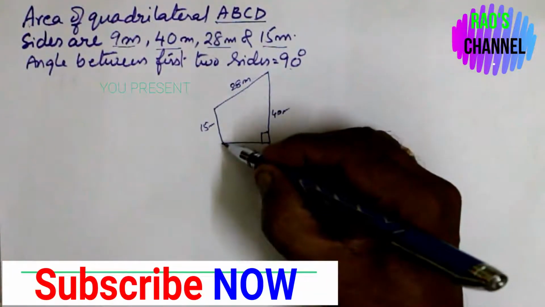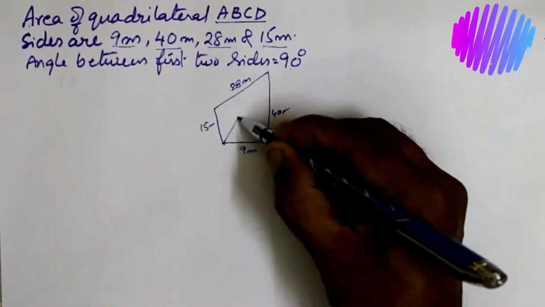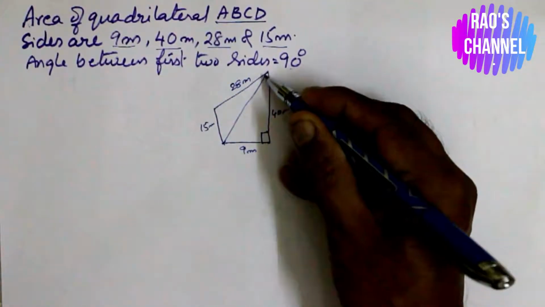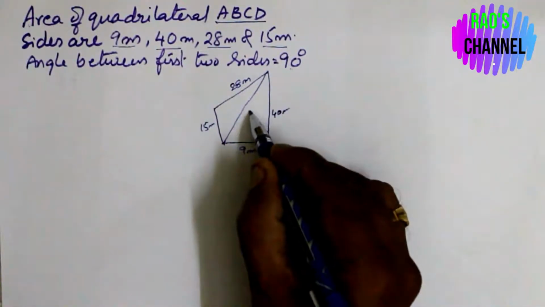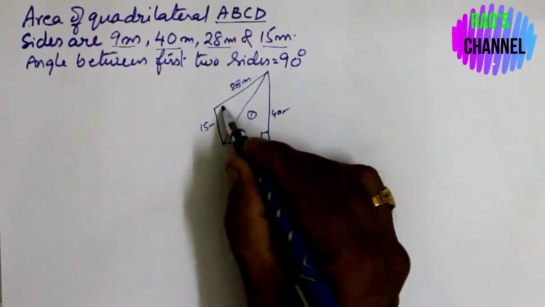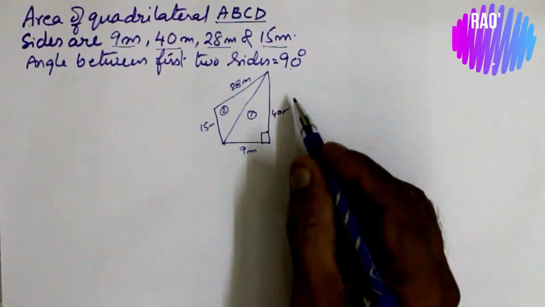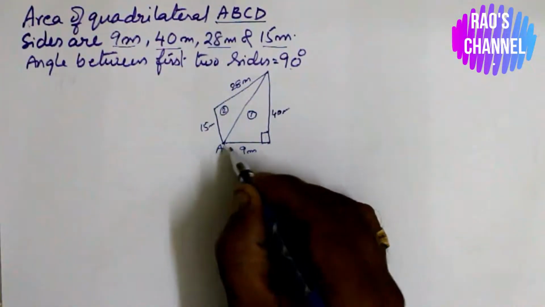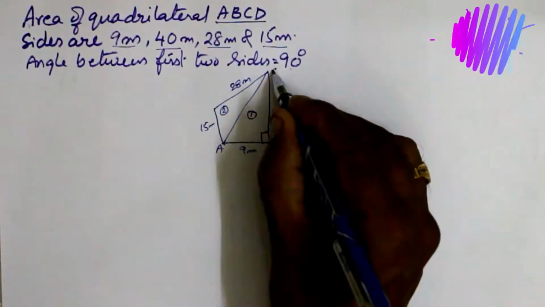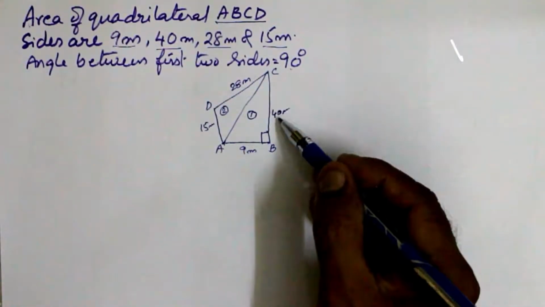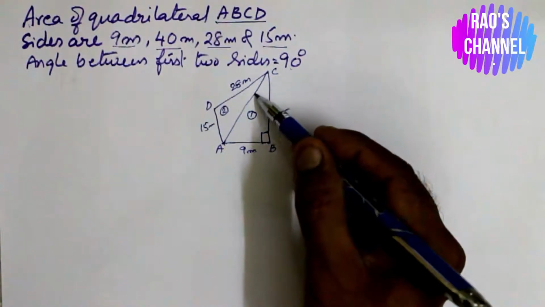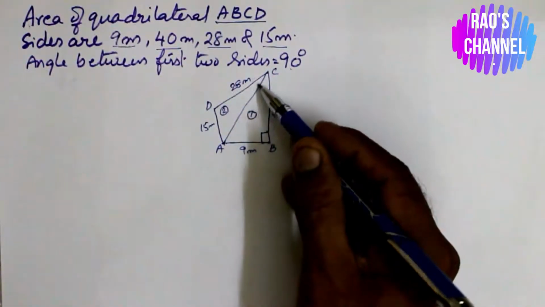We know a diagonal divides the whole figure into two triangles. When you find the area of the first triangle and second triangle together, you get the area of the quadrilateral ABCD. But to get the area of the first triangle, we have only two sides, but the third side, that is the diagonal of the quadrilateral, is not known.